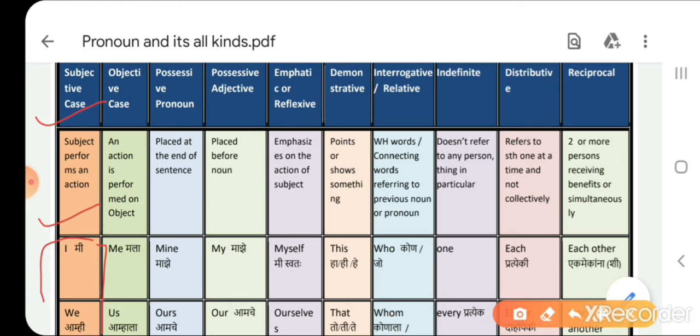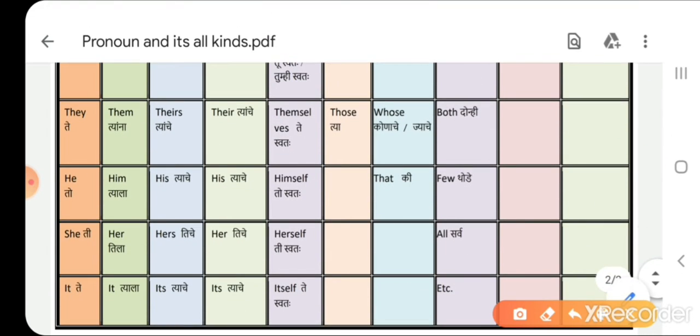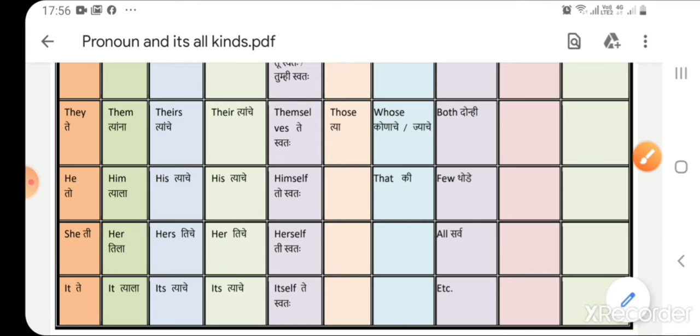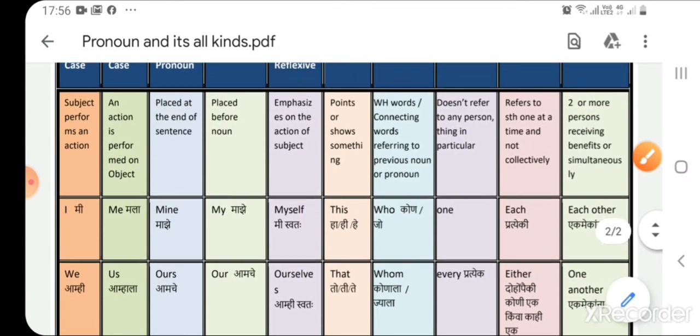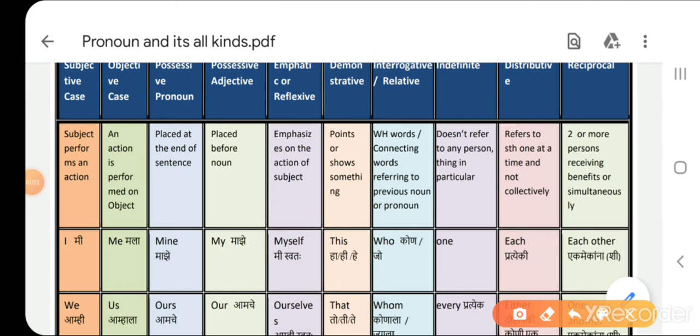Now, in this first column, subjective case pronouns, I, we, you, they, he, she, it, such pronouns are included. These pronouns are subject in a sentence because they perform an action. For example, I am explaining pronouns. Here, I is performing an action, thus, I is a subjective case pronoun.